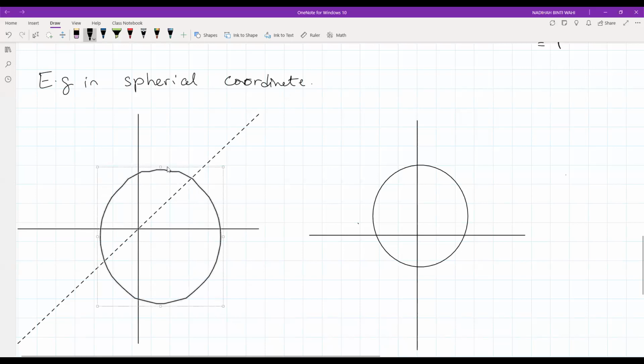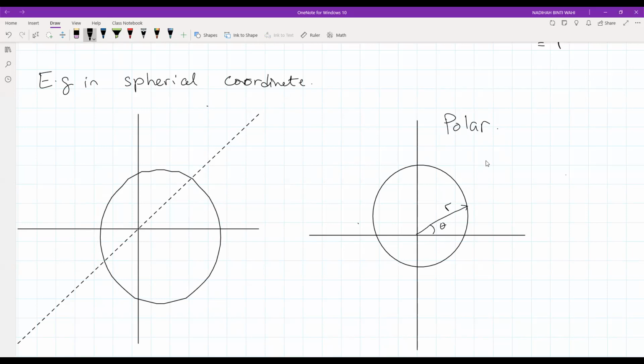Okay, that's how. Okay, in polar coordinates, let's say this is polar coordinates. So we have this, it's not at the center. So this is theta, and then this is r.